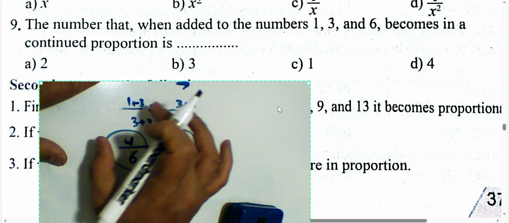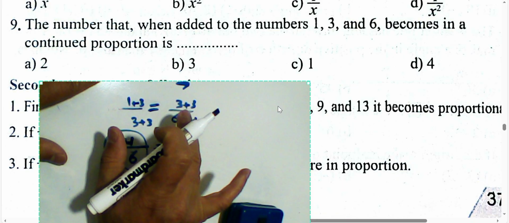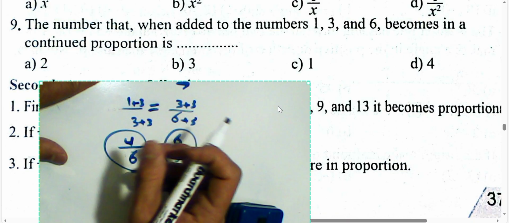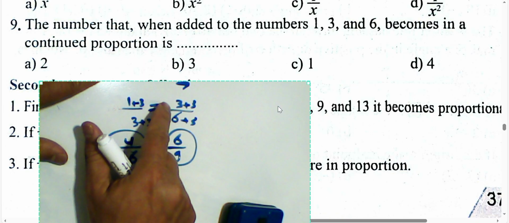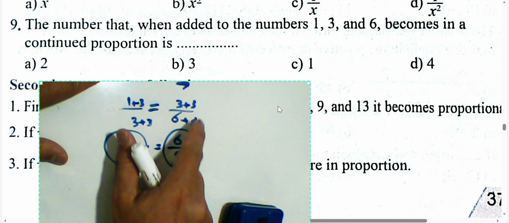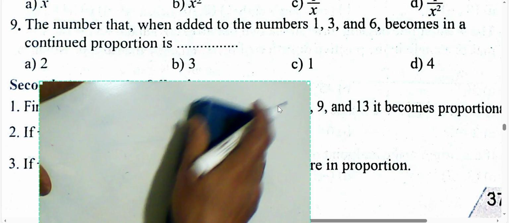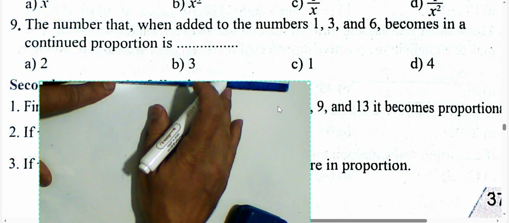If we add 3 to 1, 3, and 6, then the result becomes a continuous proportion. Continuous proportion means 1 over 3 is equivalent to 3 over 6 plus a number. What's the number here? It will be 3. If you put 3, it will be a continuous proportion.